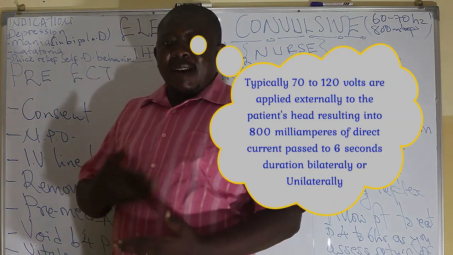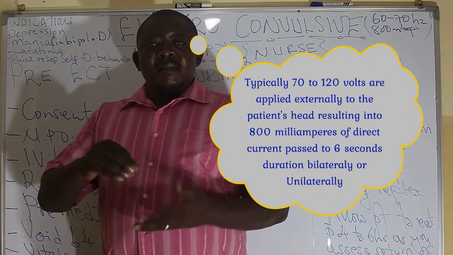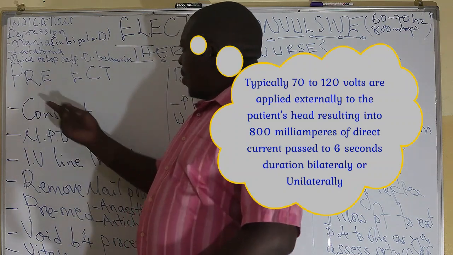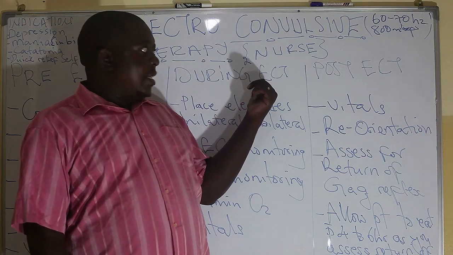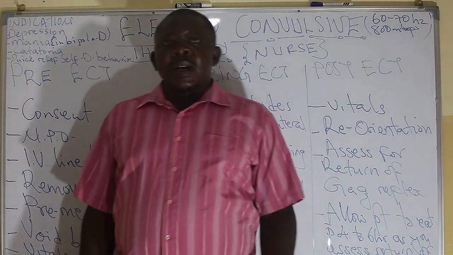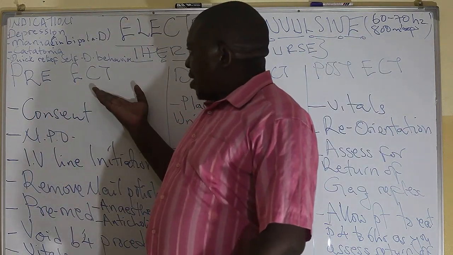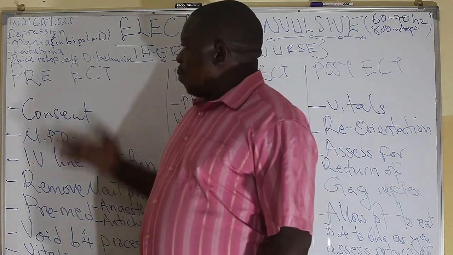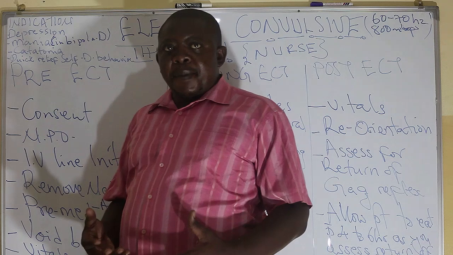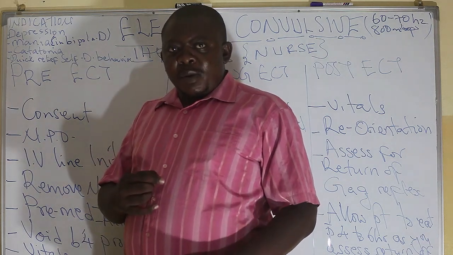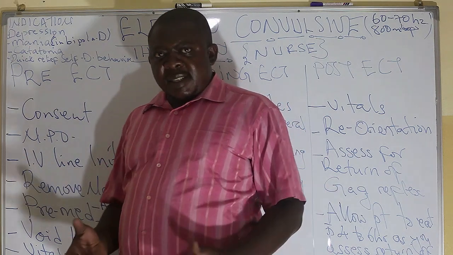So we have the pre-ECT, we have the during ECT, and we have the post ECT. When we say pre-ECT, we have not yet administered electroconvulsive therapy. So what are some of the procedures that need to be done?